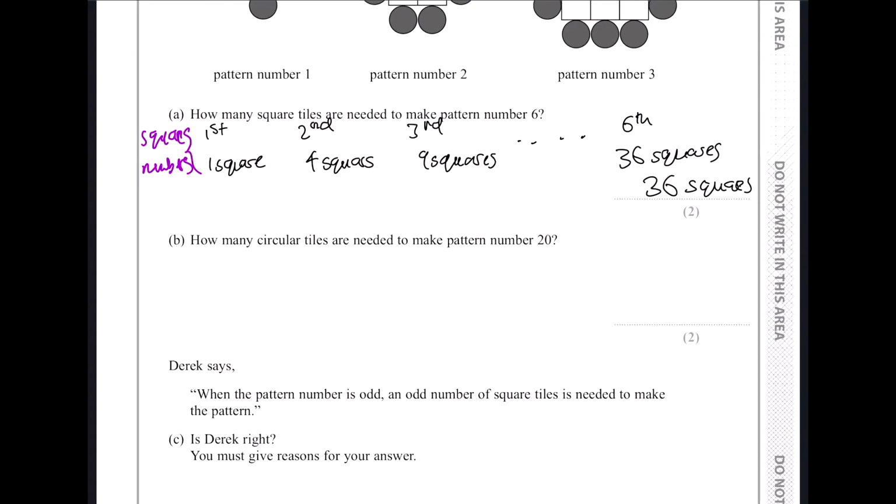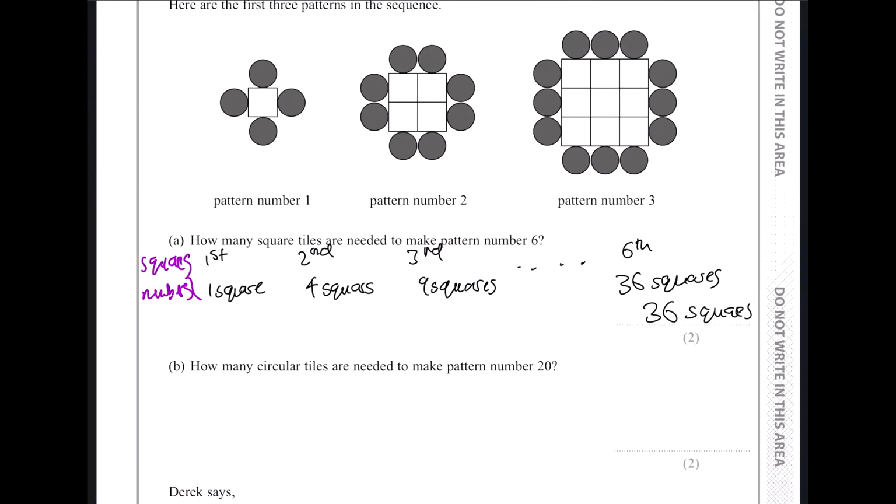So how many circular tiles are needed to make pattern number 20? This is exactly the same thing. However, this time we need to link the circles to the pattern numbers rather than the squares. So in the first, we have 4 circles. In the second, we have 8. Again, just make sure you count carefully. Third, we have 12.